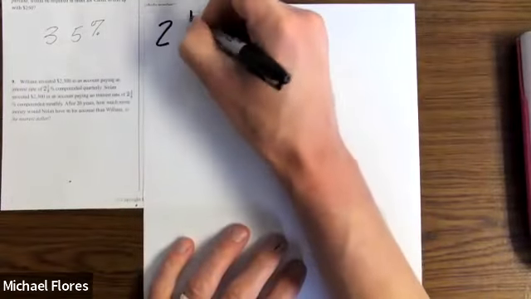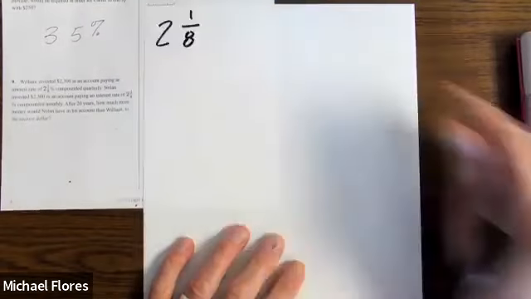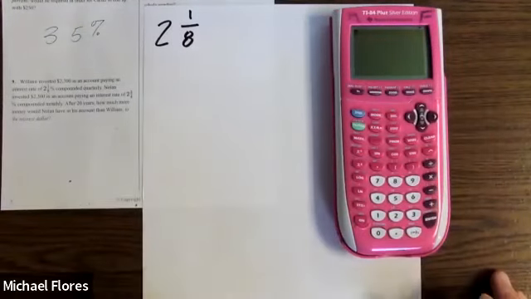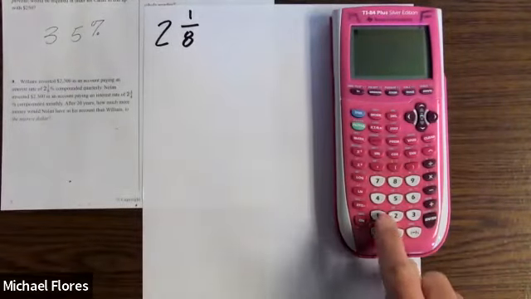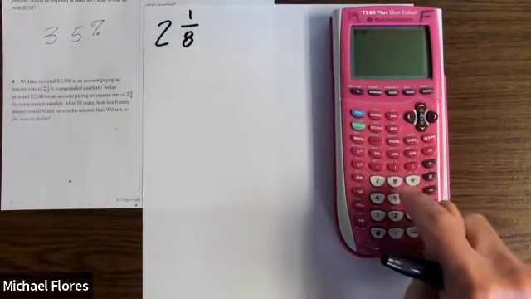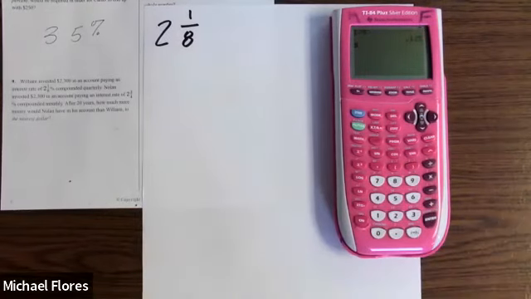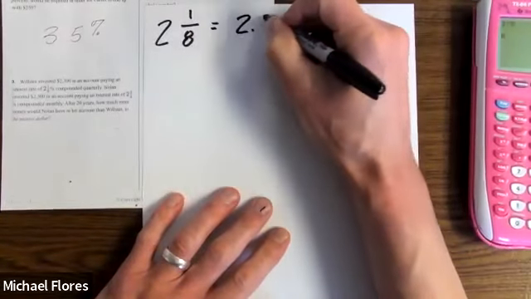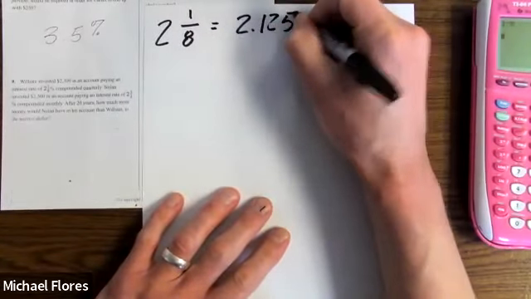William invested $2,300 in an account paying an interest rate of 2 and 1/8% compounded quarterly. What is 2 and 1/8%? If you don't know what 1/8 is, here's how you can figure it out. 1/8, that's a division problem. So in your calculator, do 1 divided by 8. You get 0.125. So 2.125%.